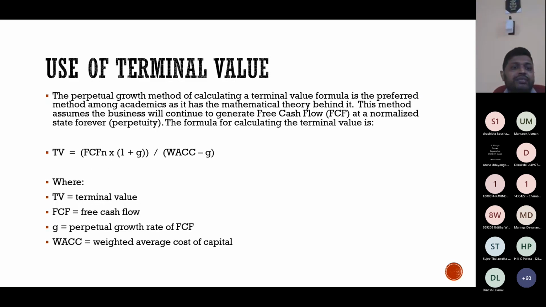Okay, another important concept, use of terminal value. Generally, when we are calculating a project, it will provide 5-year or 6-year cash flows or some operating cash flow. Sometimes it will be the profit before tax, or whatever information will be provided.